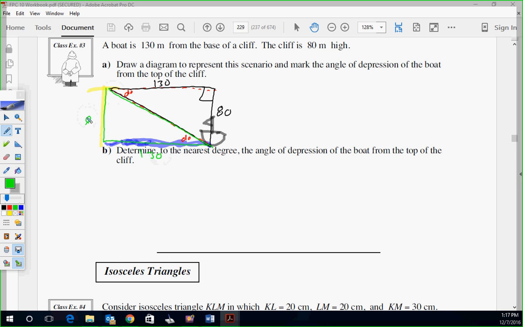130, 80. See how they're the same triangle, just flipped? These corners match, so this is still the same corner. They have the same lengths. So there's two ways you can draw it. Don't let that confuse you.